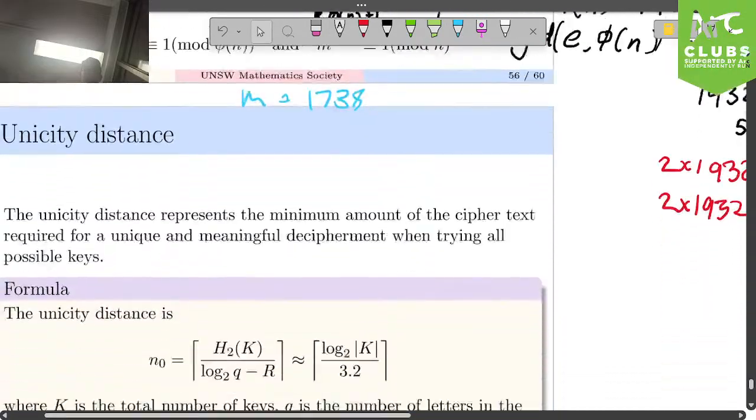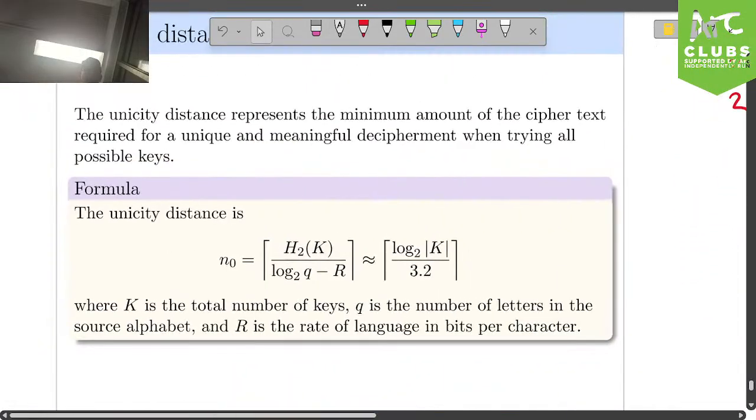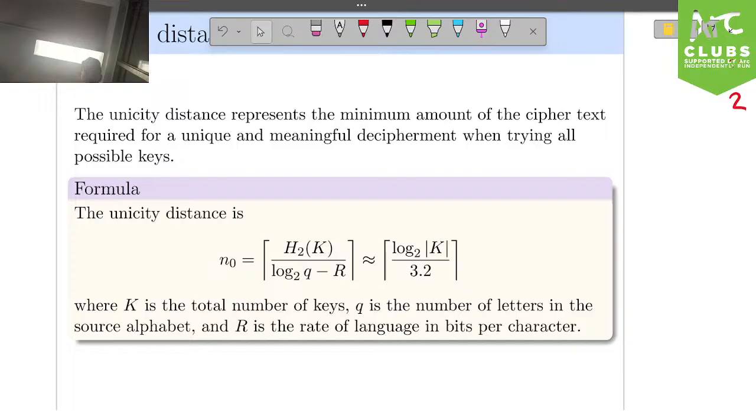Now we're up to the final slide, final concept. We can breathe a sigh of relief after this. It's called the unicity distance. We've got a lot of codes and we've got a lot of keys. How do we know that if I give you a message, that message is uniquely decipherable?